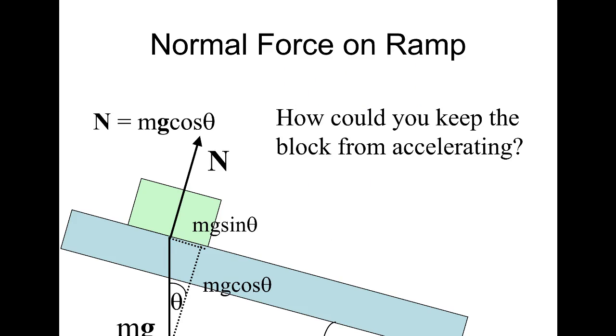Okay, so what could we do to keep this block from accelerating? Well, there's a couple of different things. One is to apply a tension in the backwards direction. And so what this would do is if T was equal to mg sine theta, then the net force would actually be 0. And therefore we would have no acceleration.